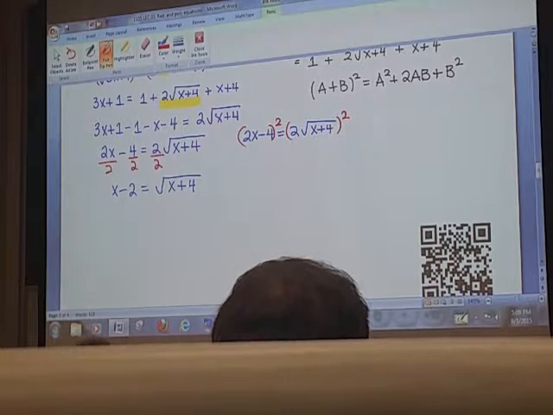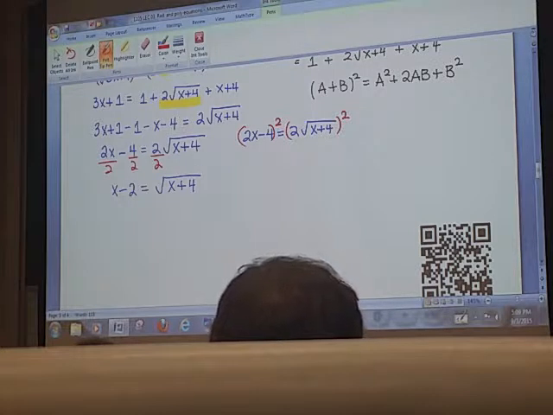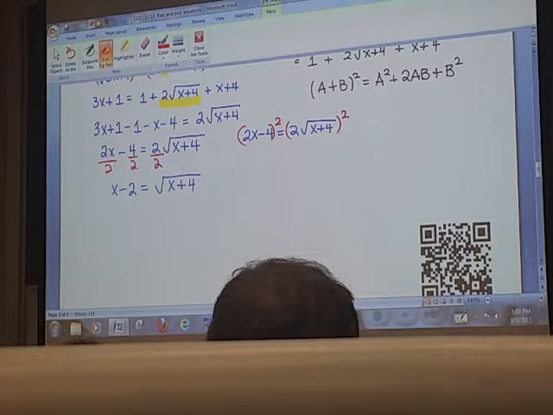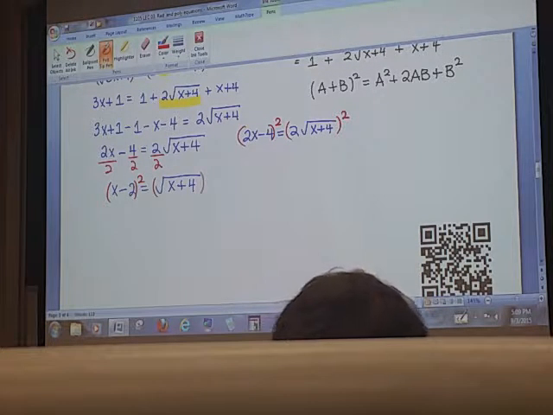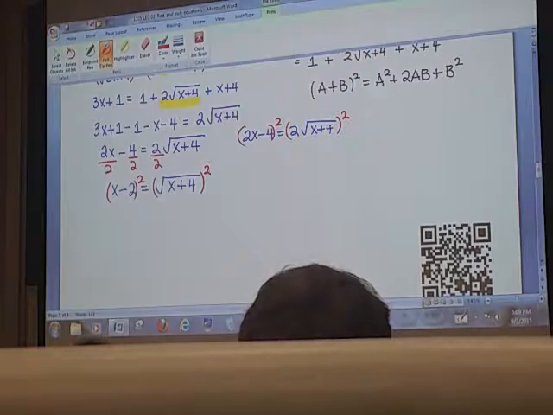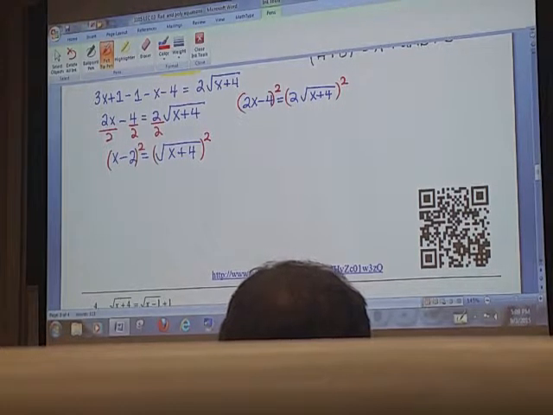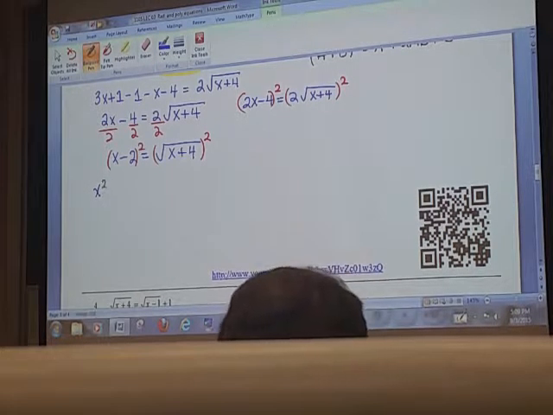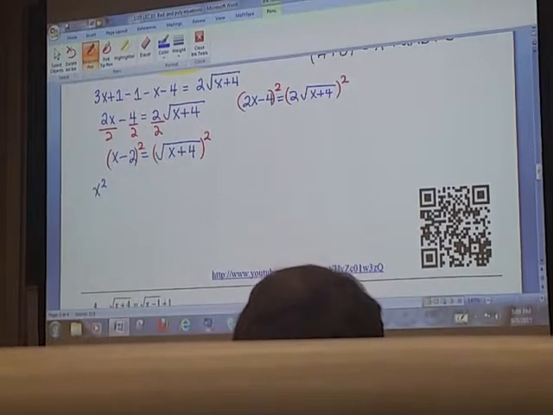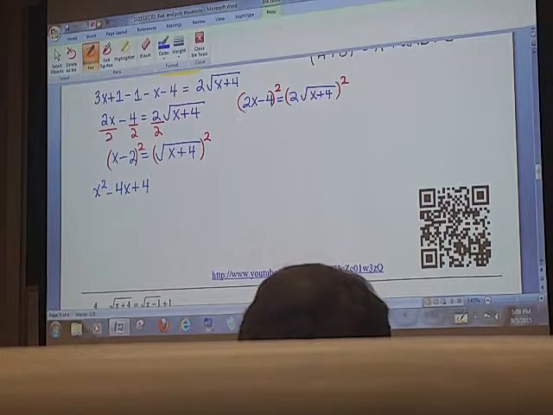That would be more of an issue if you didn't have a calculator, because bigger numbers usually means it's harder to factor, but if you're going to use a calculator, it doesn't matter how big the number is. Okay? So either way, I divide it out or I don't. I have to square both sides again. So here we go. I have x squared, 2 times x times negative 2, negative 4x, negative 2 squared, positive 4.